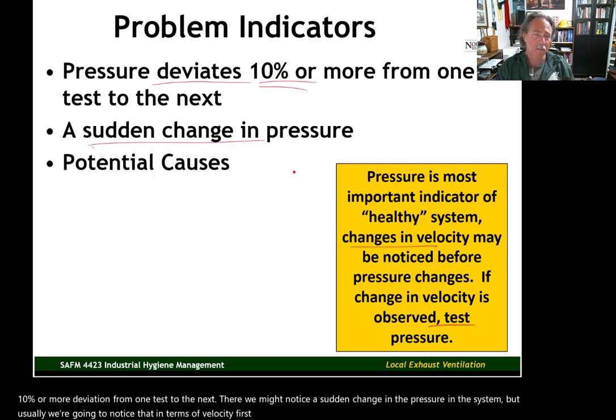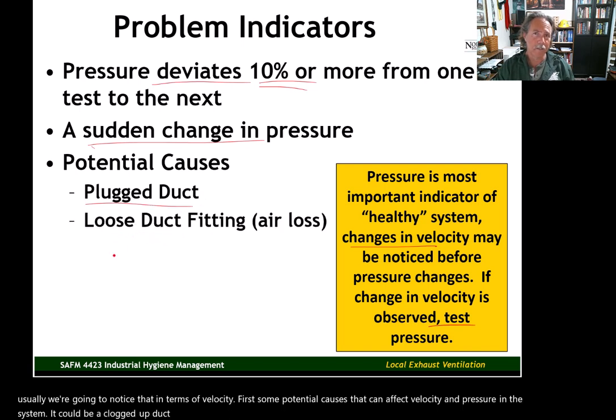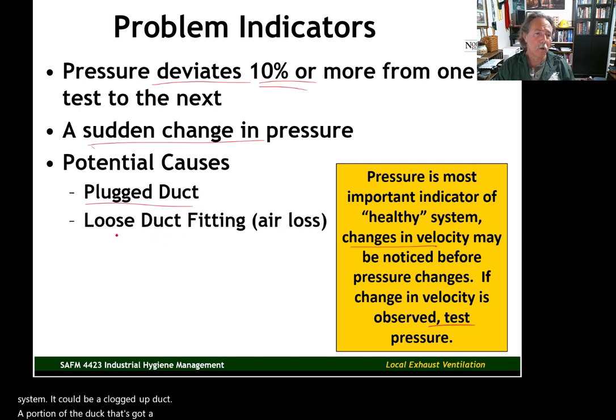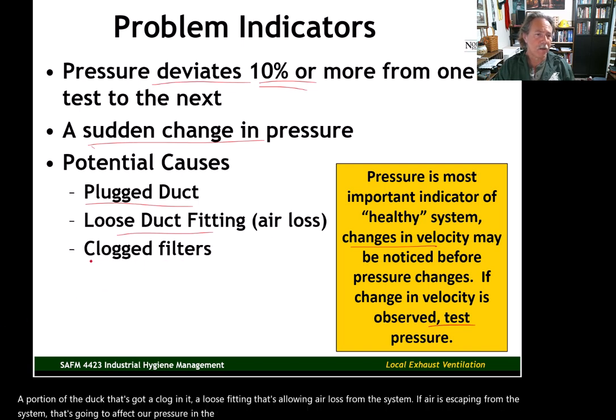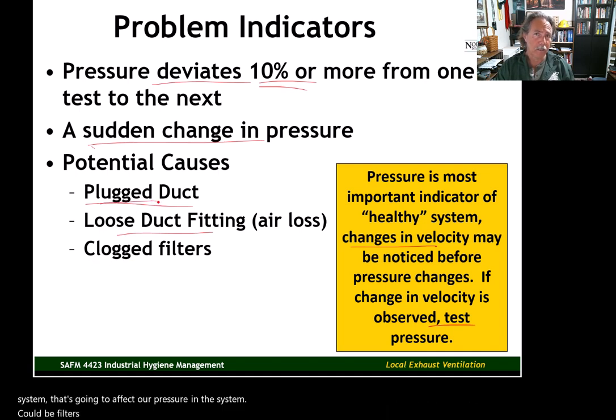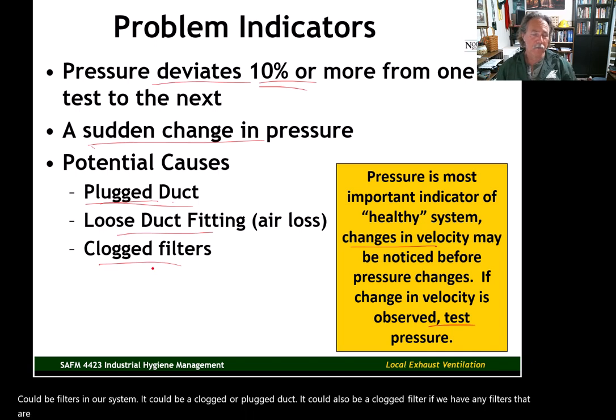Some potential causes that can affect velocity and pressure in the system. It could be a clogged up duct, a portion of the duct that's got a clog in it. A loose fitting that's allowing air loss from the system. If air is escaping from the system, that's going to affect our pressure in the system. Could be filters in our system. It could be a clogged or plugged duct. It could also be a clogged filter if we have any filters that are collecting contaminants from the airstream as part of our air treatment system.